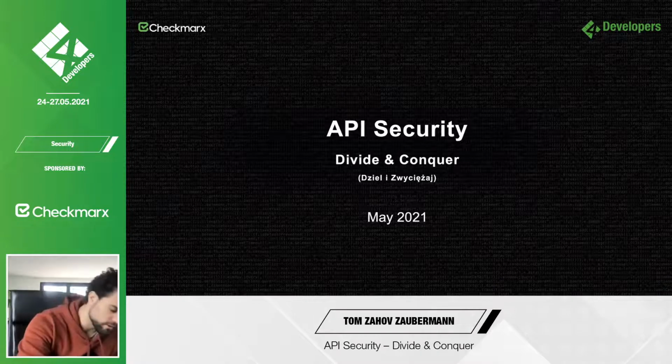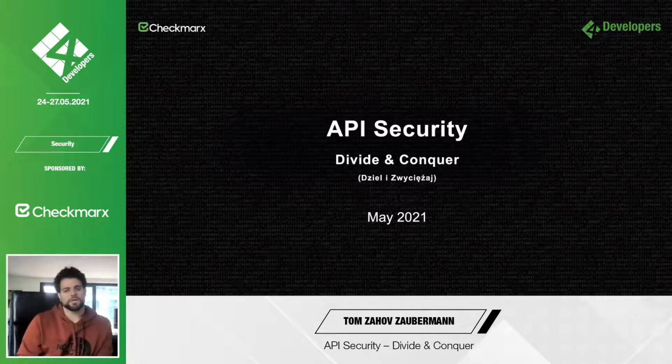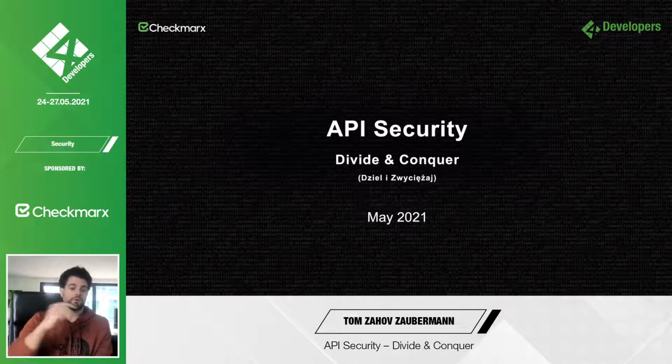As mentioned, today I will speak about API security. API security, divide and conquer. I have no idea how to pronounce it, I just wrote it in Polish. I hope it's correct. So basically, I will speak today only about API security and the OWASP top 10. So all the OWASP top 10 from API security you will see today.